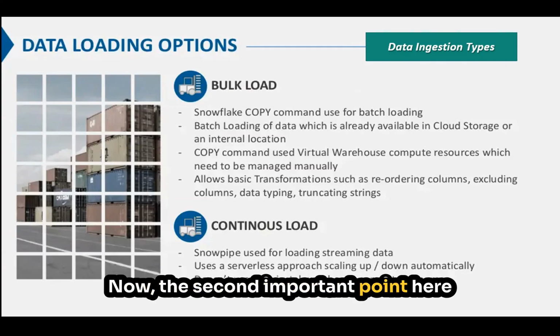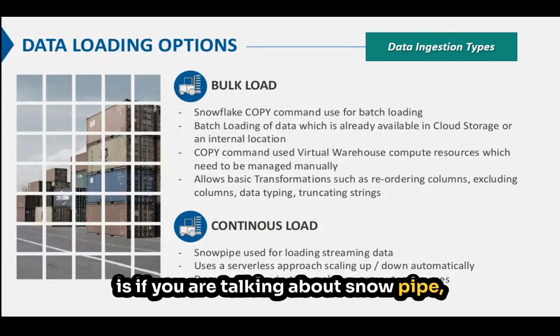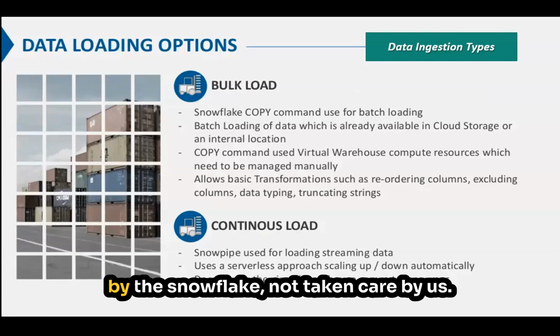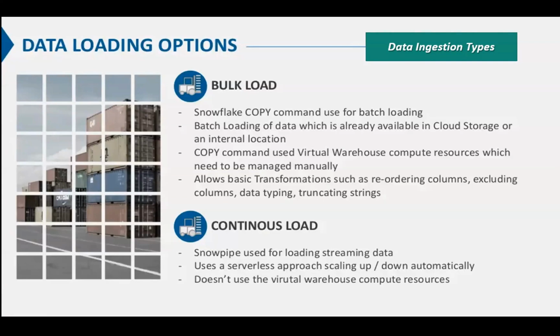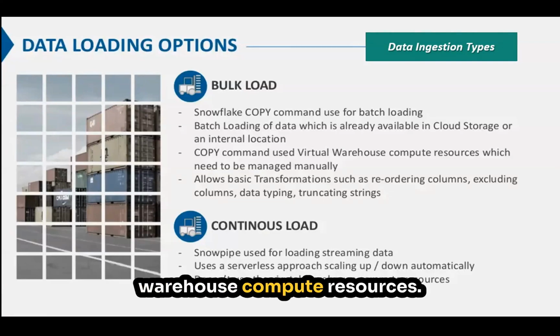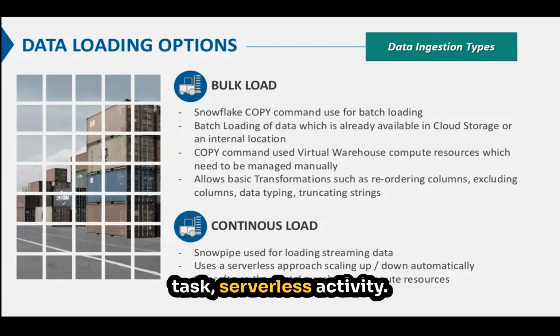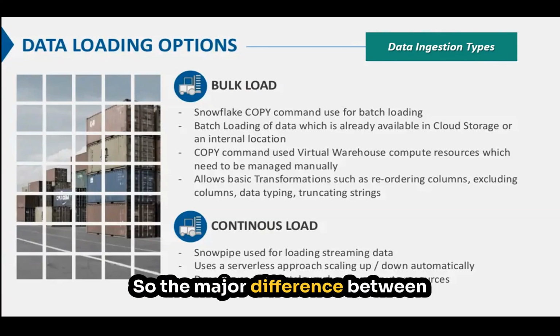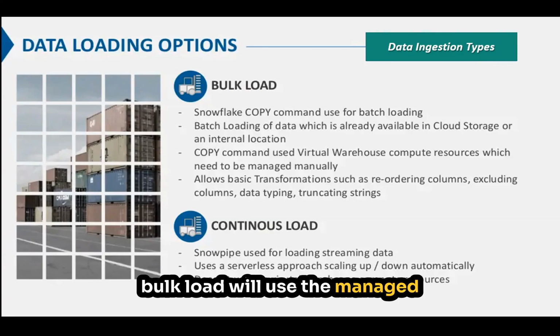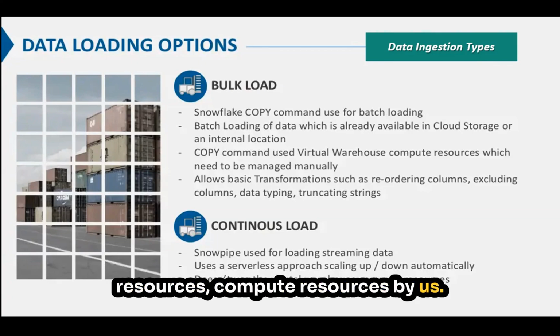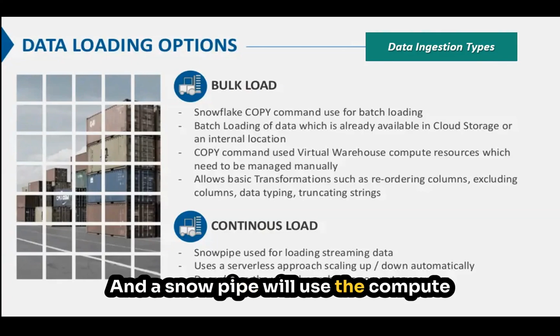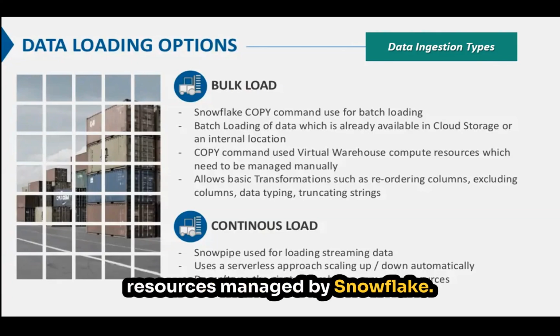Now, the second important point: if you are talking about Snowpipe, the compute power will be taken care of by Snowflake, not by us. It won't use the virtual warehouse compute resources. This is what we call a serverless task, a serverless activity. So the major difference between bulk load and continuous load: bulk load will use compute resources managed by us, and Snowpipe will use compute resources managed by Snowflake. We don't have any exposure or control on that.